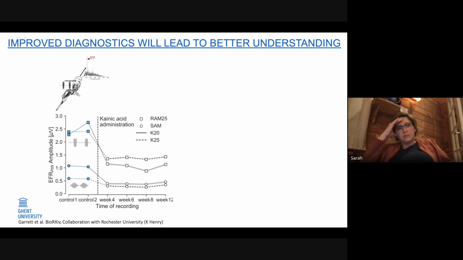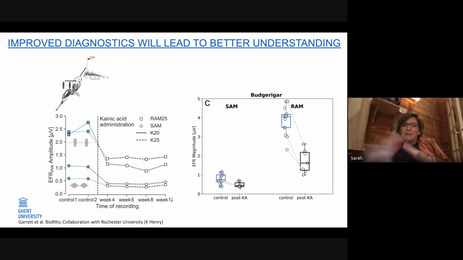So here you see in the budgerigar, where we can also measure the EFR to SAM and RAM stimuli, that for the same animal, for this RAM, you have a much greater response, and that when kainic acid is administered and a synaptopathy is actually there, both markers are reduced. But of course, the reduction is the highest in the RAM stimulus. So here's a way in which the models can help us, together with human data and animal data, to bring this story better. If you look at all the budgerigars, the same trend applies.